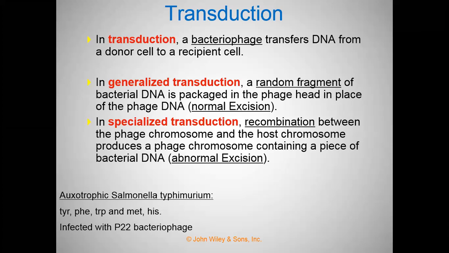In generalized transduction, a random fragment of the bacterial DNA is packaged in the phage head in place of the phage DNA. Normal excision is done in this process. In the second process, specialized transduction, the combination between the phage chromosome and the host chromosome produces a phage chromosome containing a piece of bacterial DNA.